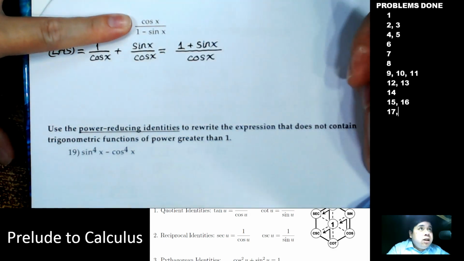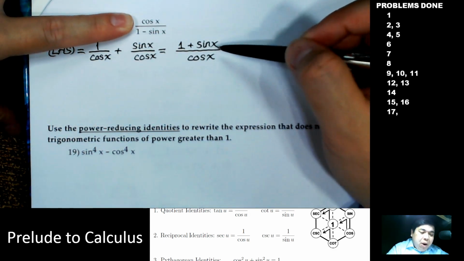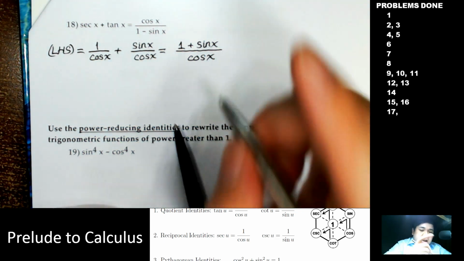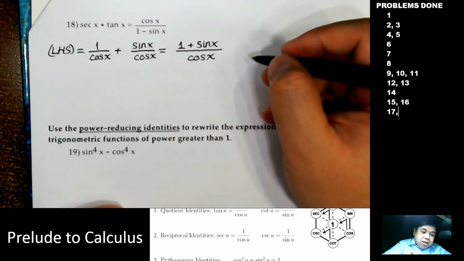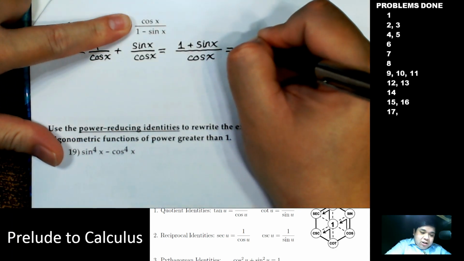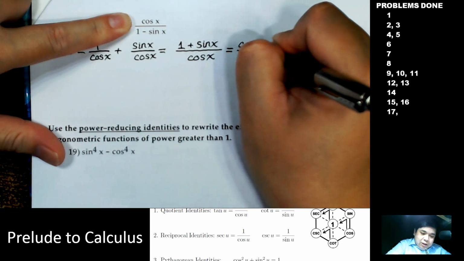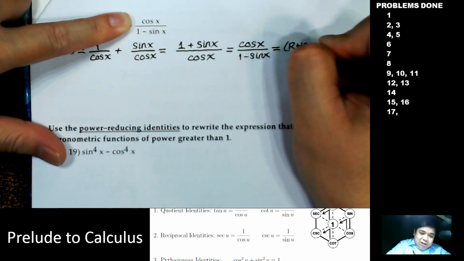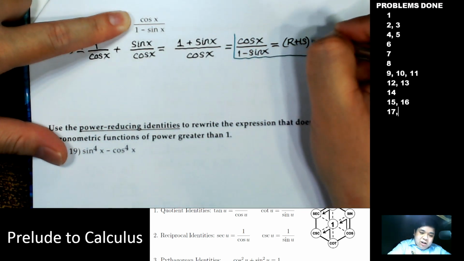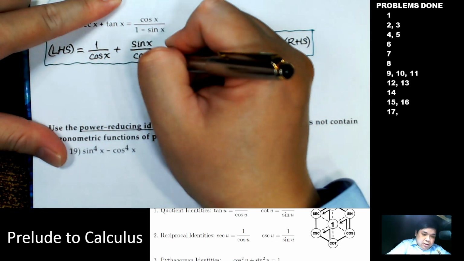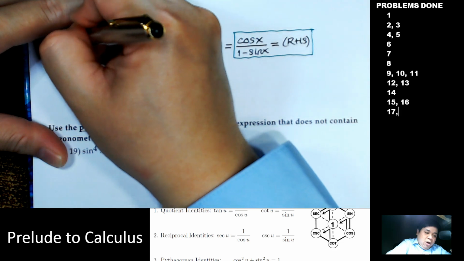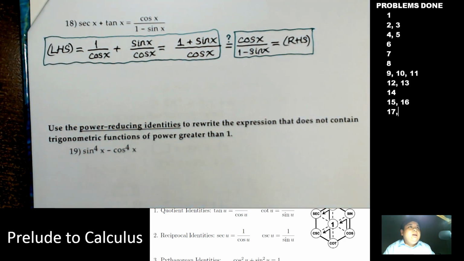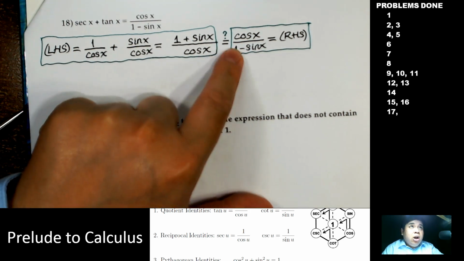The right hand side is that. Right. Of course, if we multiply by reciprocal, we can do that as well. So the way we do that is we multiply 1 minus sine x top and bottom. We have that. But let's prove this instead. So this is the left hand side, and this is the right hand side. We try to verify that, so we're not sure if this is equal or not. Left hand side, right hand side, not sure if they are equal.